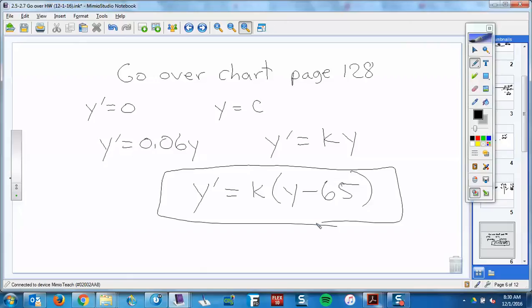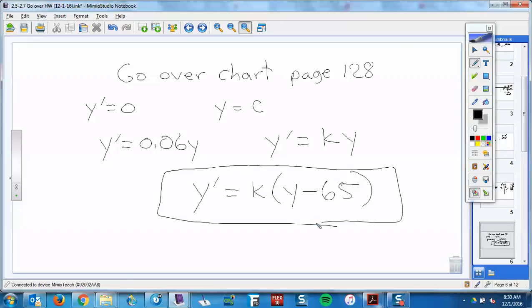But it would be wrong to say K is negative because the coffee's decreasing. K's not negative because the coffee's decreasing. What's negative because the coffee's decreasing? Y prime is negative because the coffee's decreasing. So it'd be wrong to say K is negative because the coffee's decreasing.